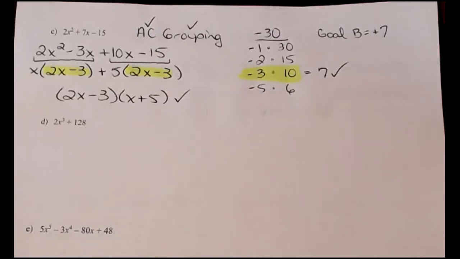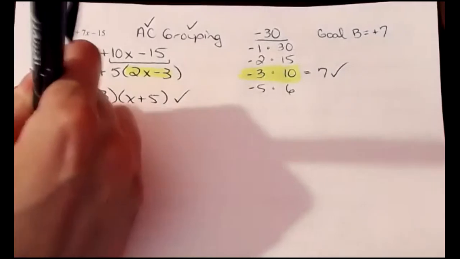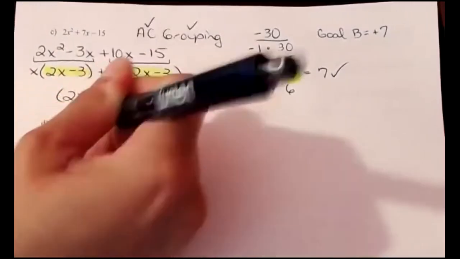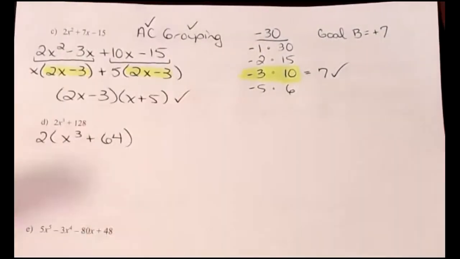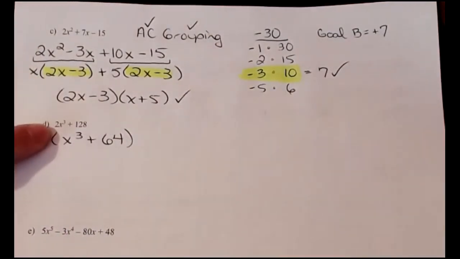Good. Taking a look at part D, 2x cubed plus 128. Immediately I start to think, whoa, even numbers, right? They're both even. So my first step of factoring, no matter what, is always GCF, GCF. I say it like that because I really want you to remember that. So I'm going to take out a 2. They're both even. So I'm definitely able to factor out that 2. I'm going to cover it up so that it's not distracting.